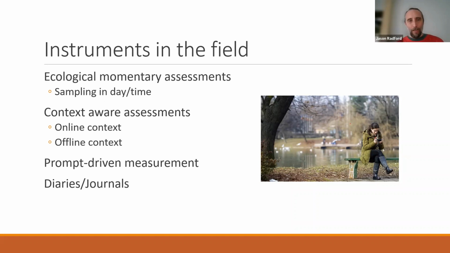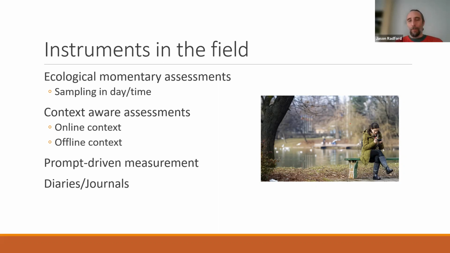In an offline context, we can use, say, a mobile app to detect when somebody's at a certain location. Oh, you're at the grocery store. What are you buying? How healthy is the food, or how important is healthy food to you right now? That's a sort of offline-based context-aware assessment.